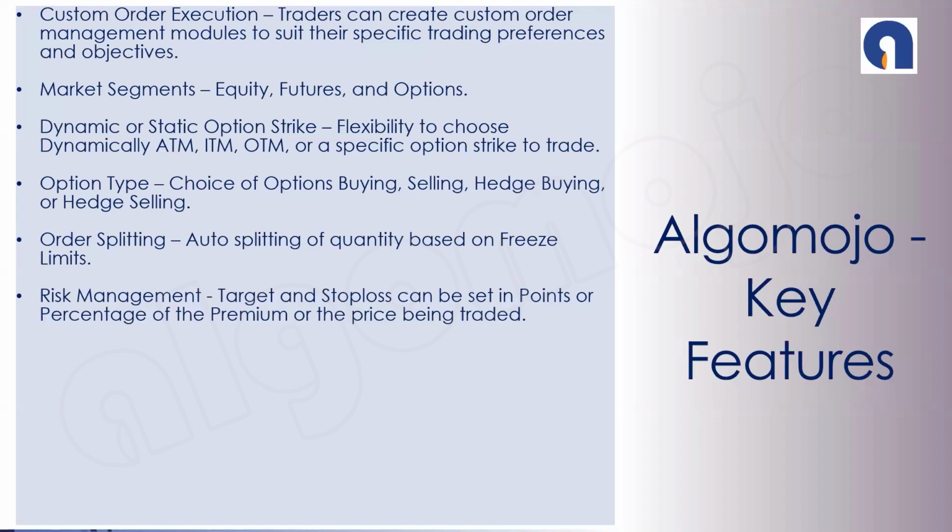Then in terms of risk management, we provide target and stop loss. Currently, you can set one target and one stop loss. It can be either in terms of points or in terms of percentage, or you can also specify in M2M terms. So in case you say that for the day you're looking at a target of 15,000 or 20,000 rupees, or whatever amount you're looking at, as soon as that M2M is reached, the open position will get closed as such.